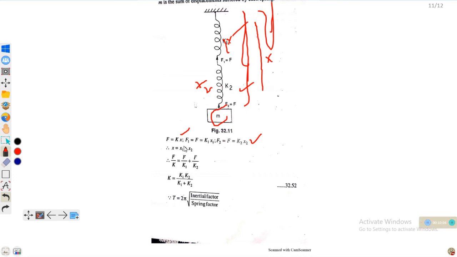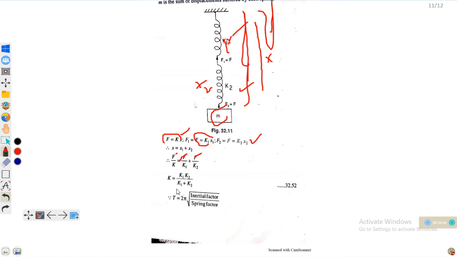So x is equal to x1 plus x2. We can find the values of x. x is equal to F over k, and x1 is equal to F over k1, because the same force is acting, plus x2 is F over k2. Because the same force appears on both sides of the equation, F will be cancelled, and we will have 1 over k effective equal to 1 over k1 plus 1 over k2.